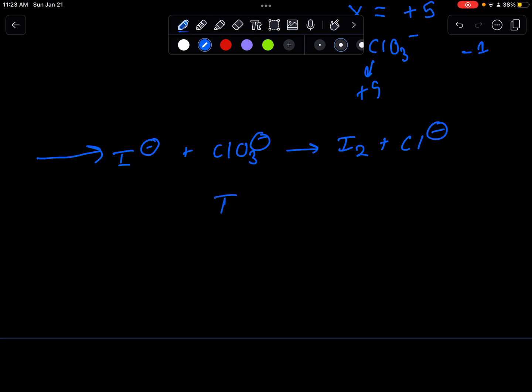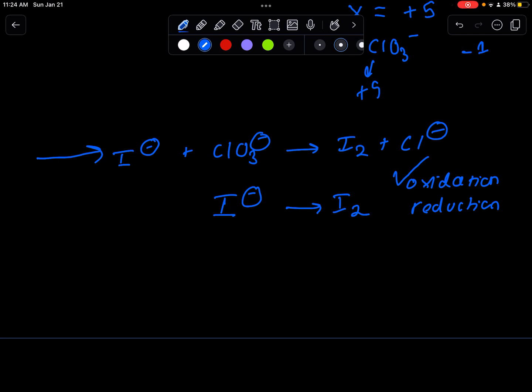So what you can do is you can split these into what we call half reactions. So let's start. I minus is going to become I2, right? The first thing we need to ask ourselves is this an oxidation or is it a reduction? Pause the video and see if we can come up with the answer. The answer to this question is that this is clearly an oxidation. And when we have oxidation, we're going to be using electrons to do that. So we know that it's an oxidation.